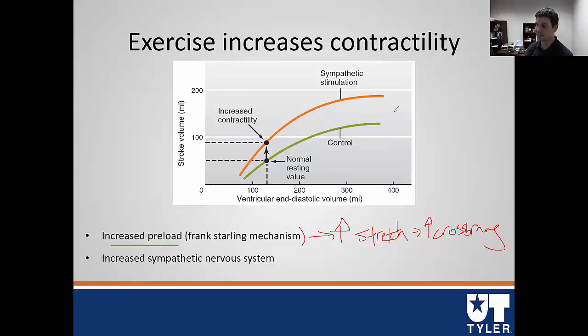And again, that's the green curve here. A greater end diastolic volume or preload, and we get an increased stretch. As we've talked about several times, we also get an increase in the sympathetic nervous system. With that, we increase contractility alone. So ultimately what happens is we get both an increase in the Frank-Starling mechanism and an increase in sympathetic nervous system to increase contractility in the heart.